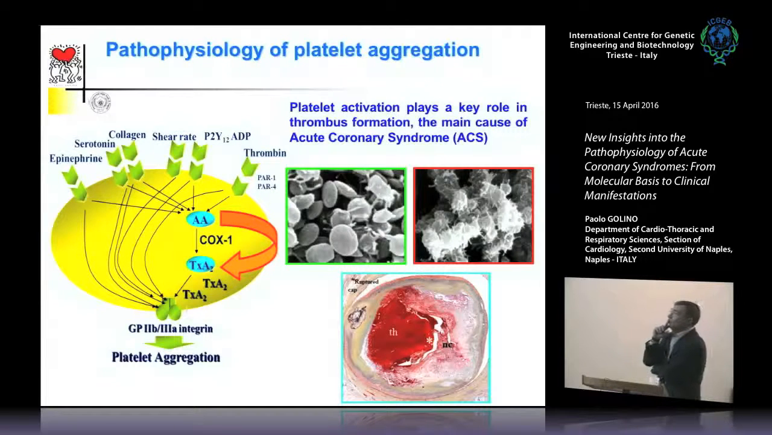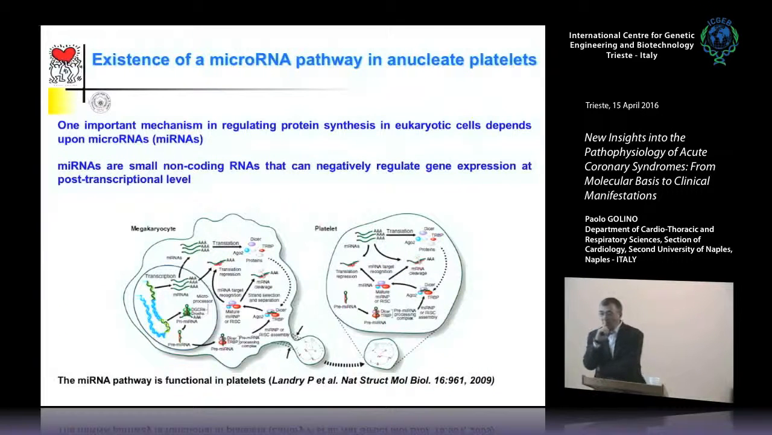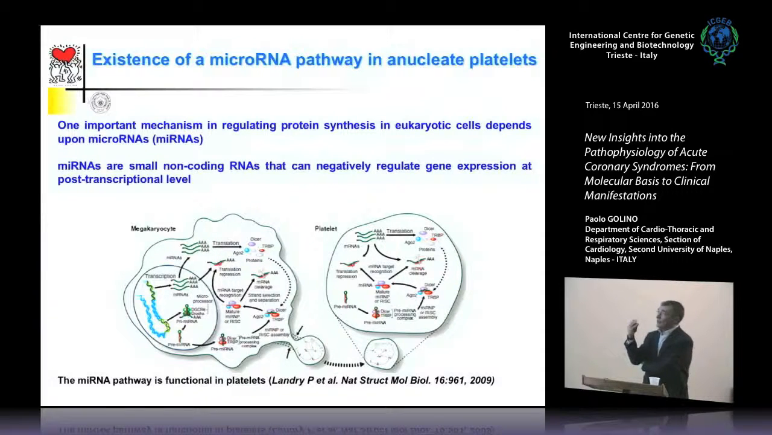Coming back for a moment to the role of platelets in the pathophysiology of acute coronary syndromes, like we said, they are very important. They get activated, and they contribute to the formation of the intracoronary thrombus. What puzzled us was a paper published a few years ago in which the authors described the presence within the platelets of the machinery for the metabolism of microRNA. This was a puzzling finding because platelets, as you know, do not have a nucleus. And we asked, therefore, what was this for?